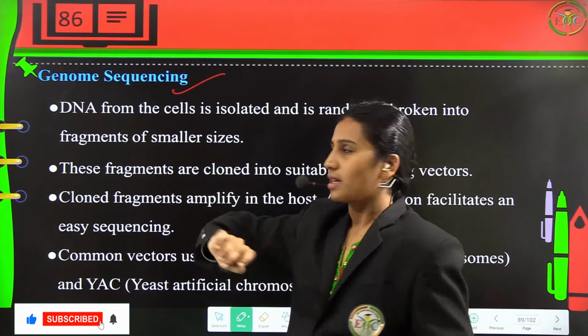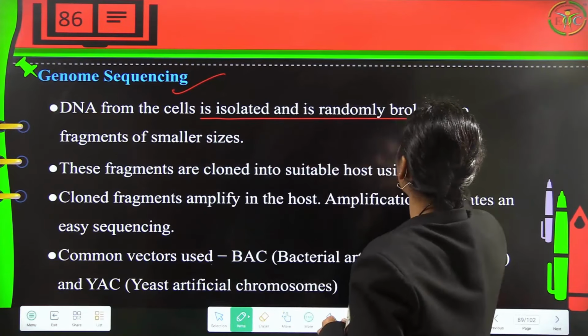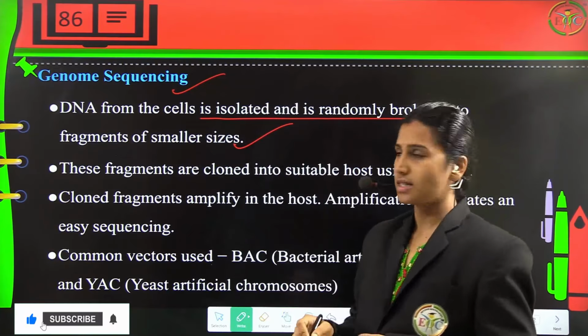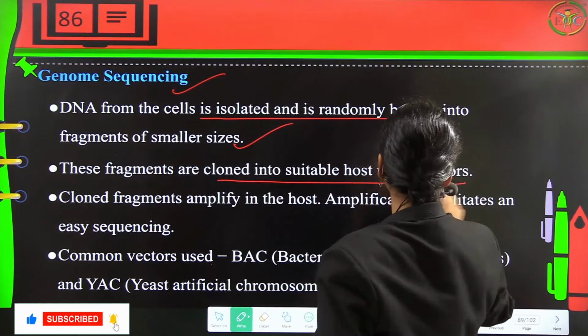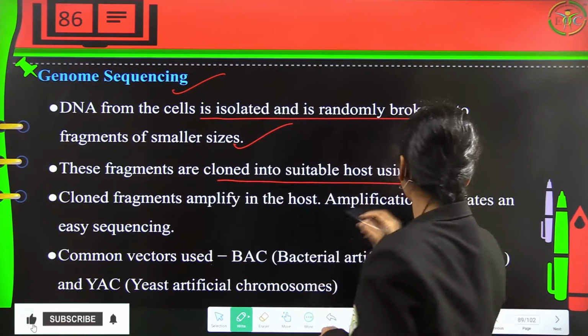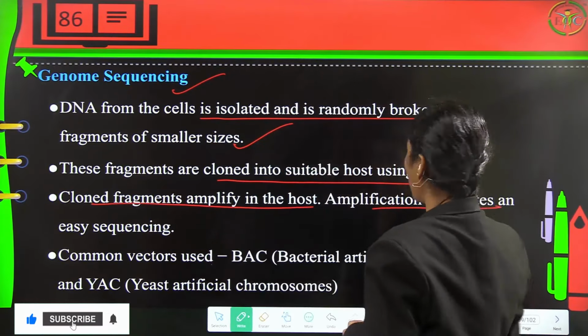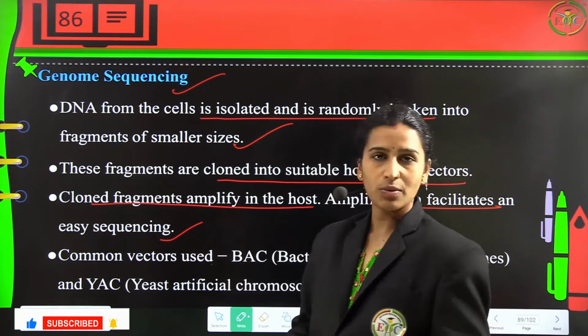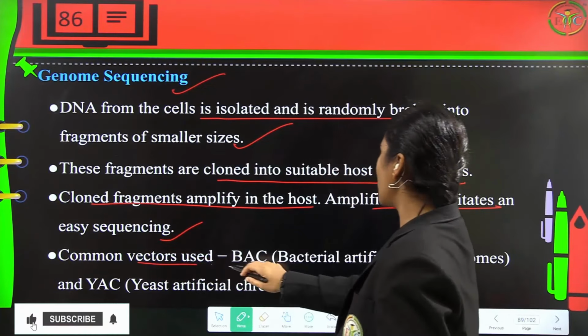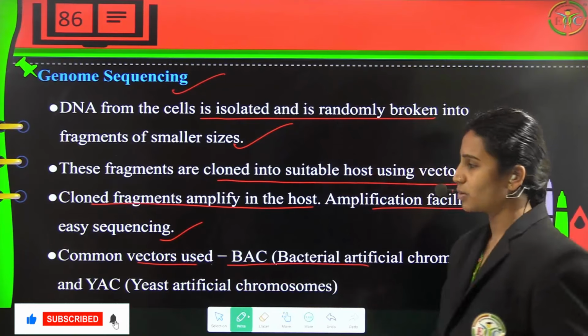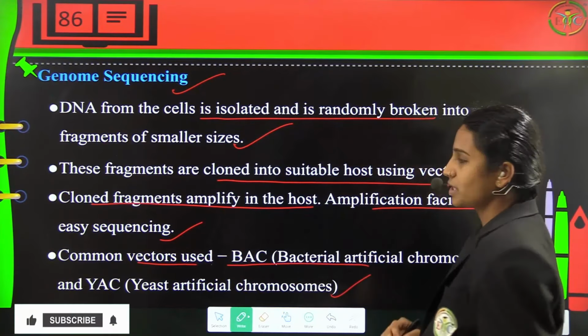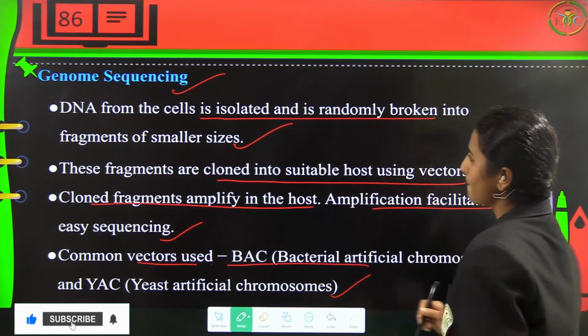Now, genome sequencing. DNA from the cells is isolated and randomly broken into fragments of smaller sizes. These fragments are cloned into suitable hosts using vectors, and the cloned fragments are amplified in the host. Amplification facilitates easy sequencing, and common vectors used are BACs, bacterial artificial chromosomes, and YACs, yeast artificial chromosomes.